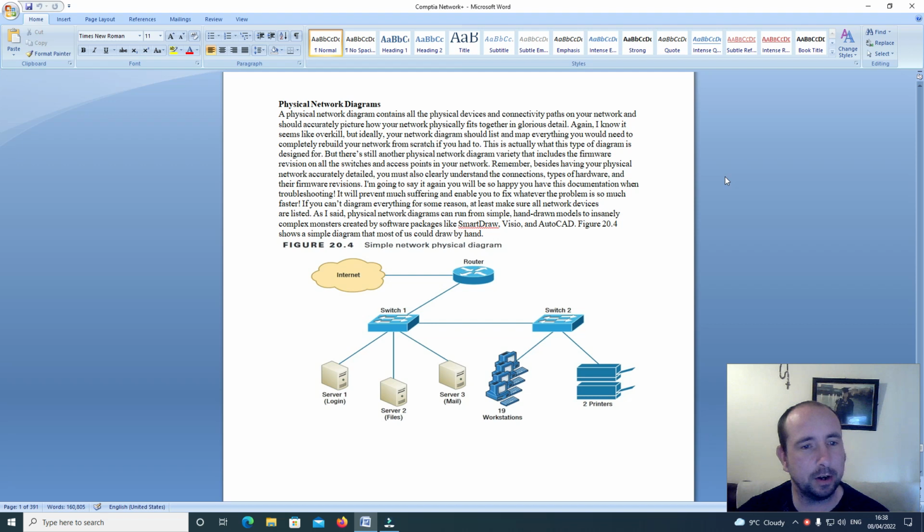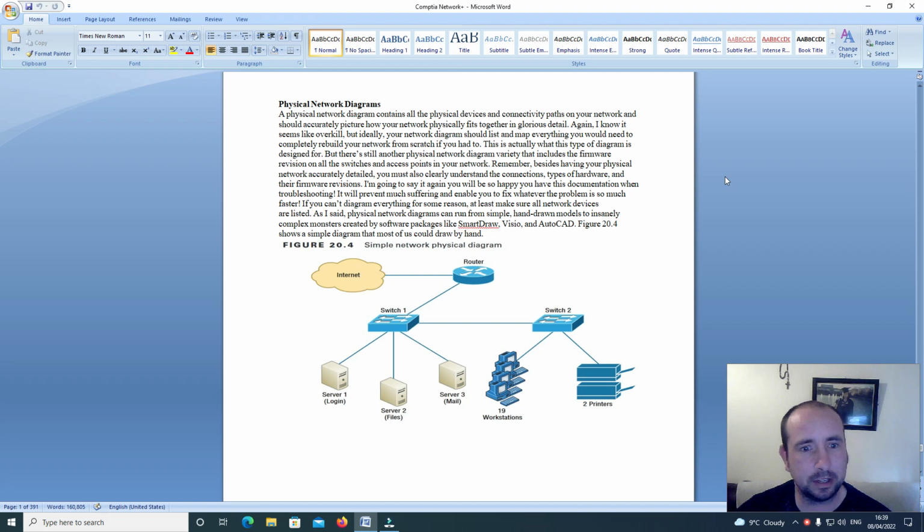Physical network diagrams. A physical network diagram contains all the physical devices and connectivity paths on your network and should accurately picture how your network physically fits together in glorious detail. Again, I know it seems like overkill, but ideally your network diagram should map everything you need to completely rebuild your network from scratch if you had to. This is what this type of diagram is designed for.